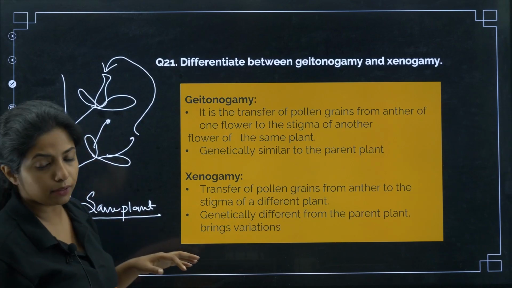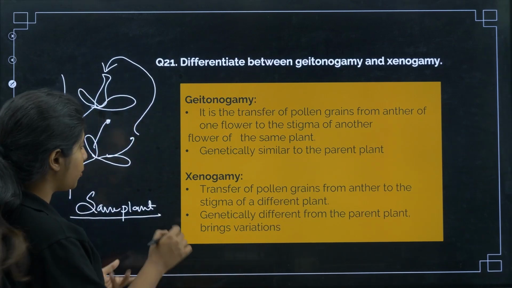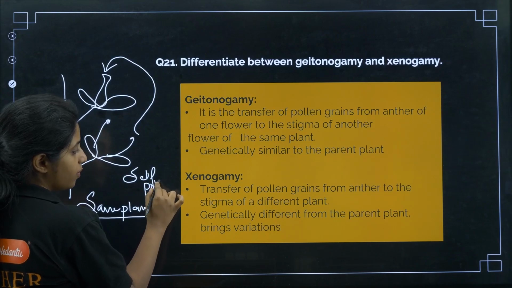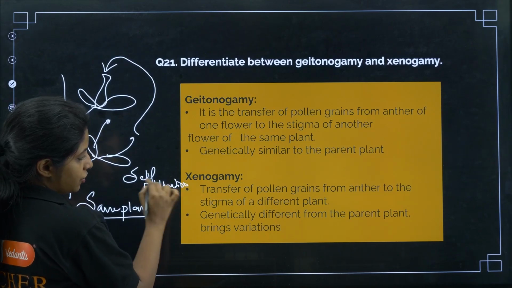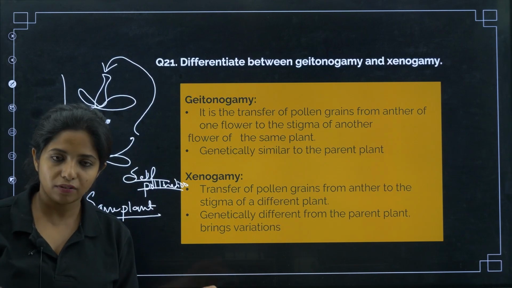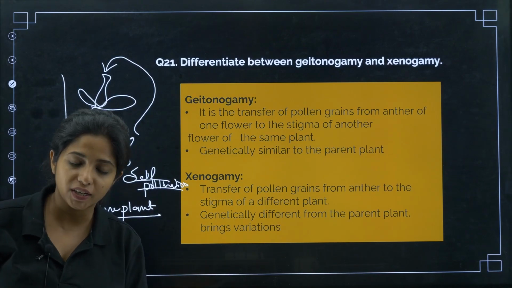If you see, it is like autogamy. Genetically, it's like self-pollination. Otherwise, it is like cross-pollination. Genetically, if we see the same plant, it is like autogamy, but obviously it is a form of cross-pollination, my dear children.